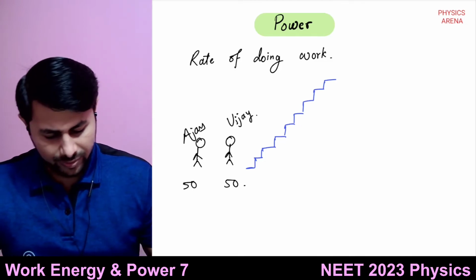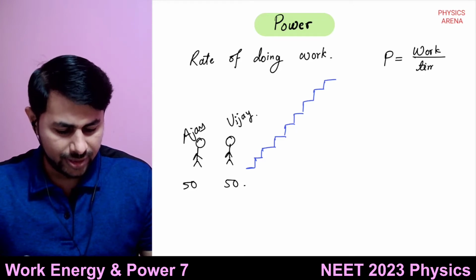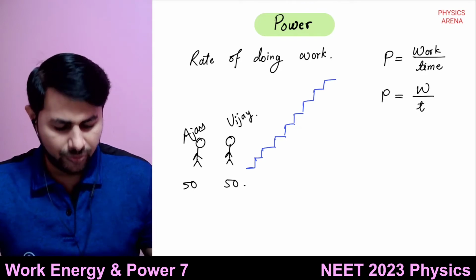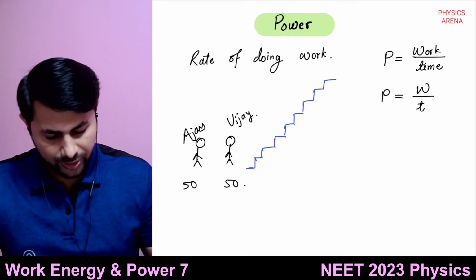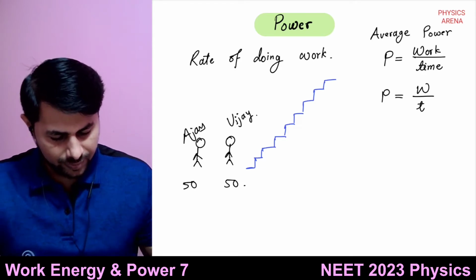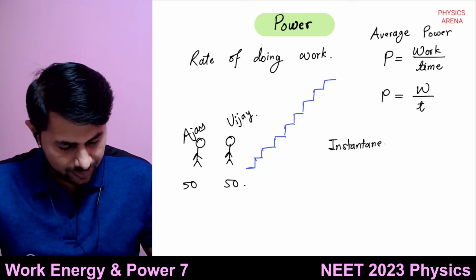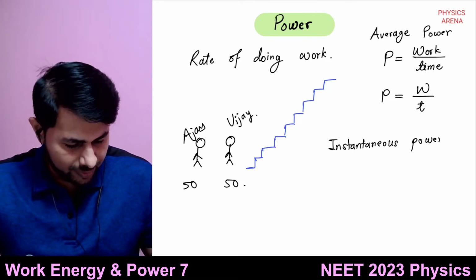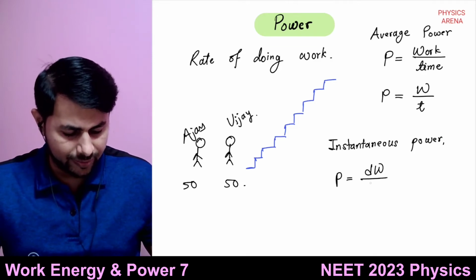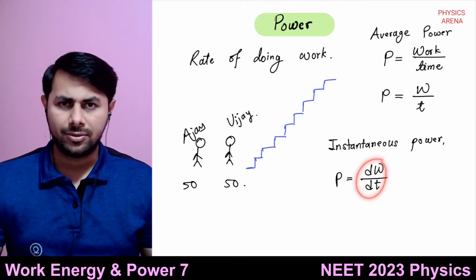Okay. So power can be defined as work done per unit time. This is the average power, work upon time. If you want instantaneous power, what will it be? It is the rate of change of work with respect to the time, right?